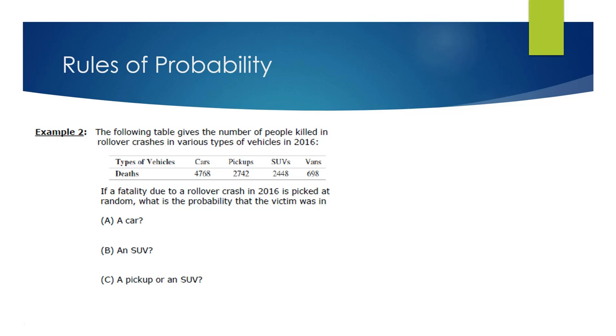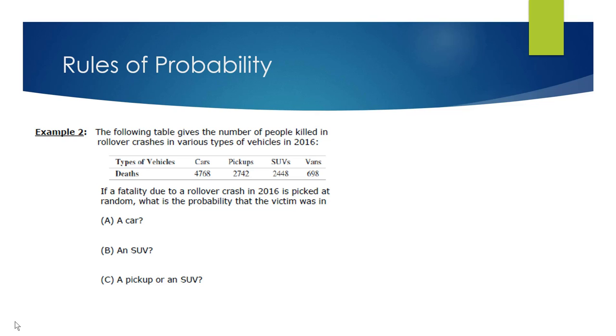The following table gives us the number of people killed in rollover crashes of various types in vehicles in 2016. So there's your data. If a fatality due to a rollover crash in 2016 is picked at random, what is the probability that the victim was in A, a car, B, an SUV, or C, a pickup or an SUV?